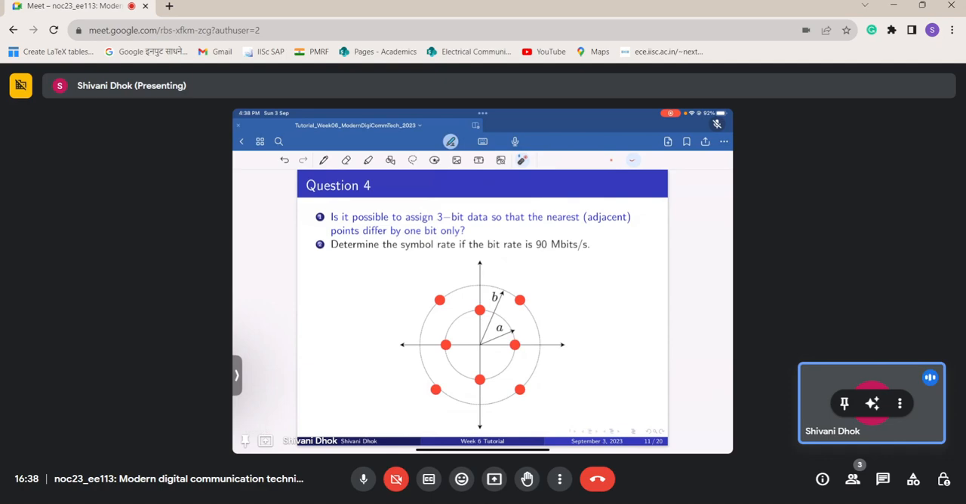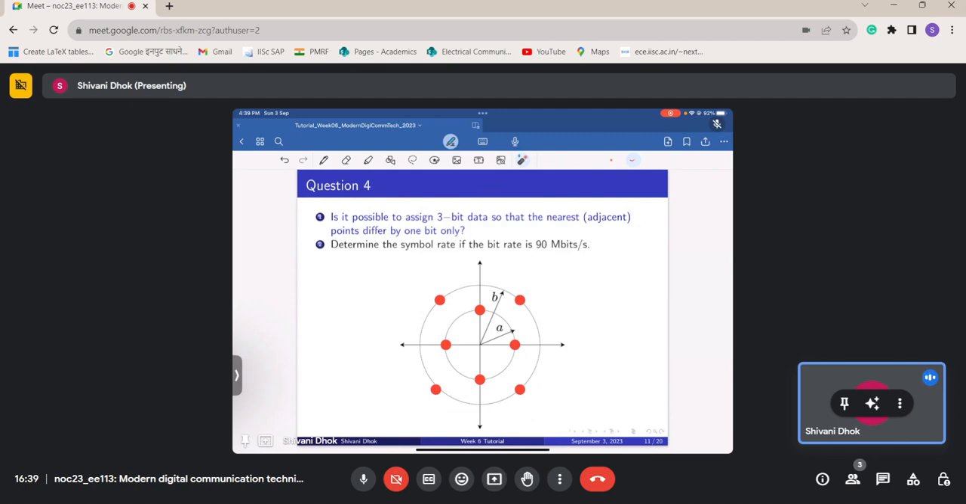So the next question says, is it possible to assign 3-bit data so that the nearest or adjacent points differ by 1 bit only? And we need to determine the symbol rate if the bit rate is 90 Mbps. So let's look at this first part, and this says that we need to basically do Gray coding. That is, the adjacent points or the nearest points.